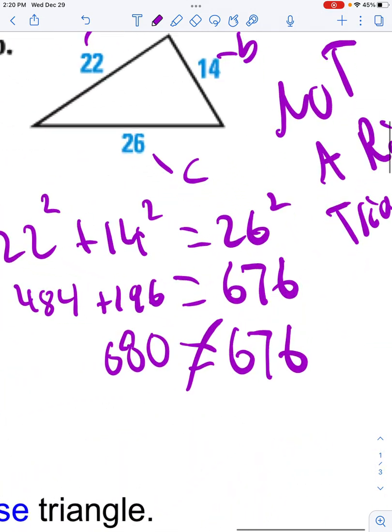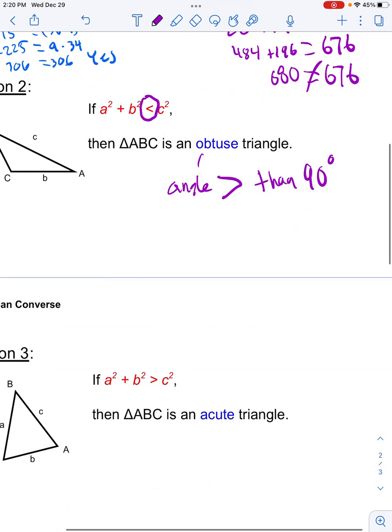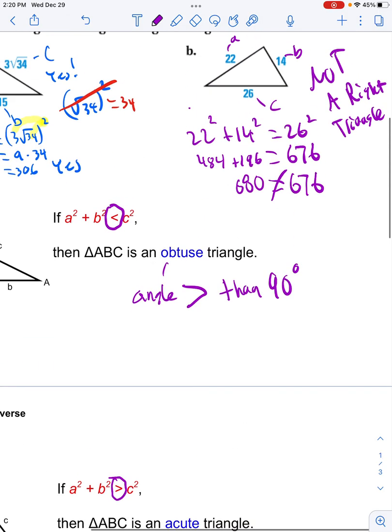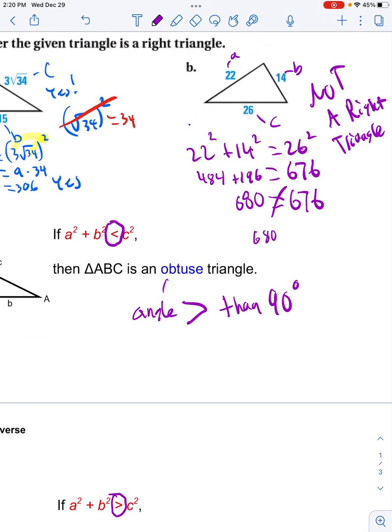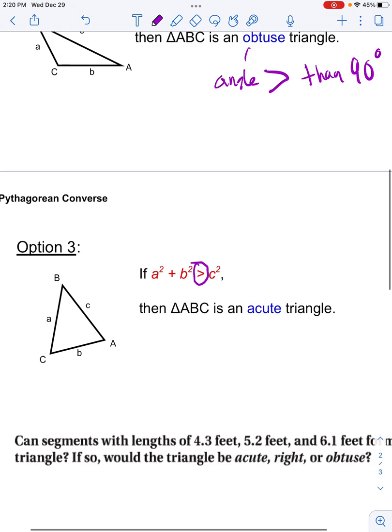So as we go through, again, this was a right triangle. A squared plus b squared was not smaller, so this would not be an obtuse triangle. This would have been an acute triangle because 680 is greater than 676. So for our example from B, we would have an acute triangle where all angles are less than 90 degrees.